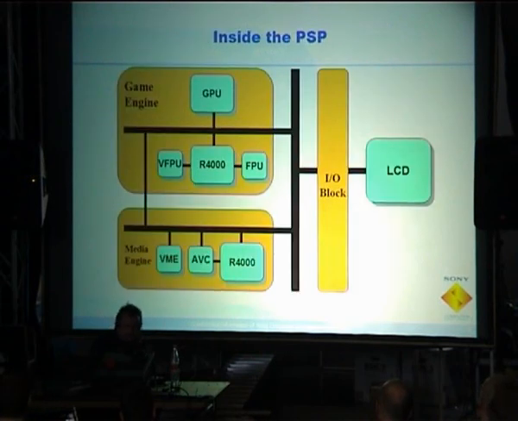It's very important though. Inside the PSP, you've got the game engine and the media engine. The game engine contains the graphics processing unit, an R4K kernel, an FPU and a VFPU. The media engine is a separate R4K kernel, where you've got the VME, the virtual mobile engine, the AVC decoder, and another R4K core. Everything is connected up to the I/O block, which then gives you the nice stuff on the LCD.